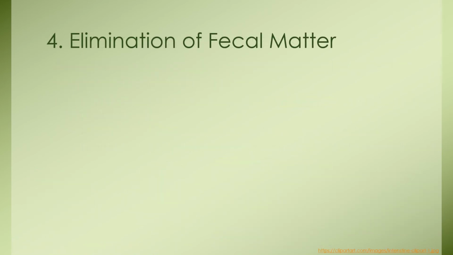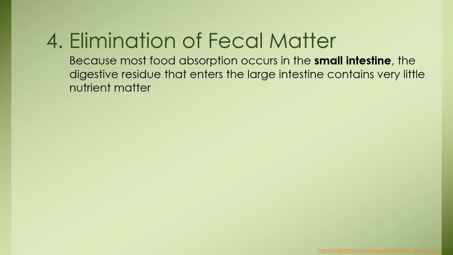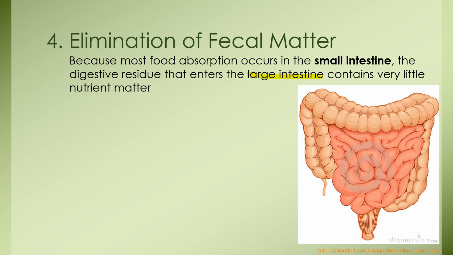Now the last part, the elimination of fecal matter. So because most food absorption occurs in the small intestine, the digestive residue that enters the large intestine contains very little nutrients. So all the absorption, not all, most of it occurs in the small intestine. So the residue that lasts, that goes to the large intestine, contains very little nutrient matter, just nutrients that we don't need much. So here is the diagram.